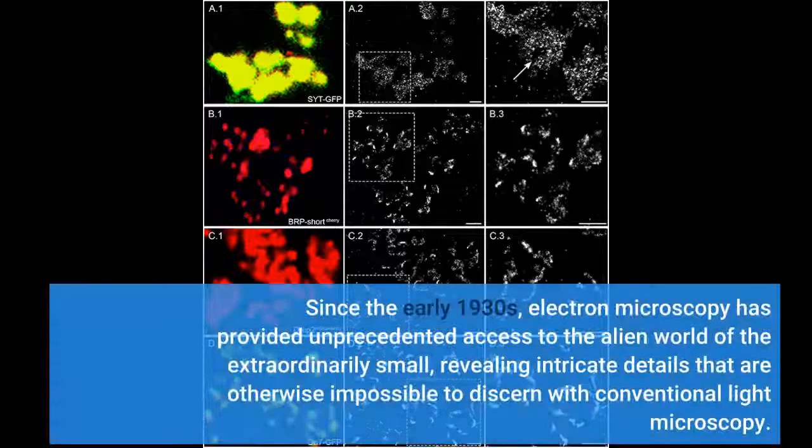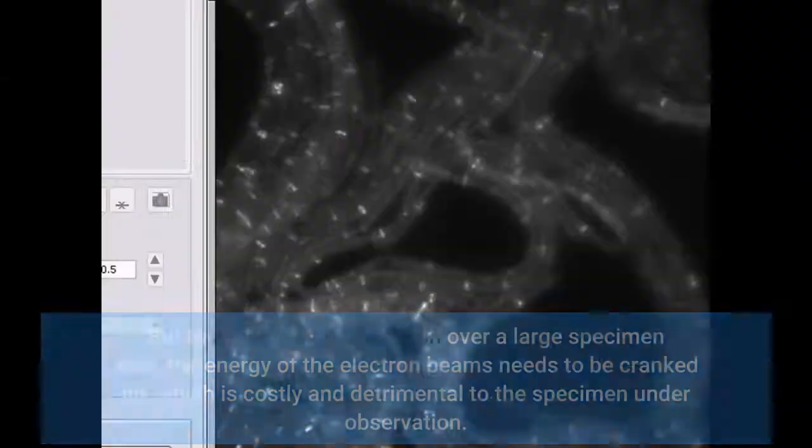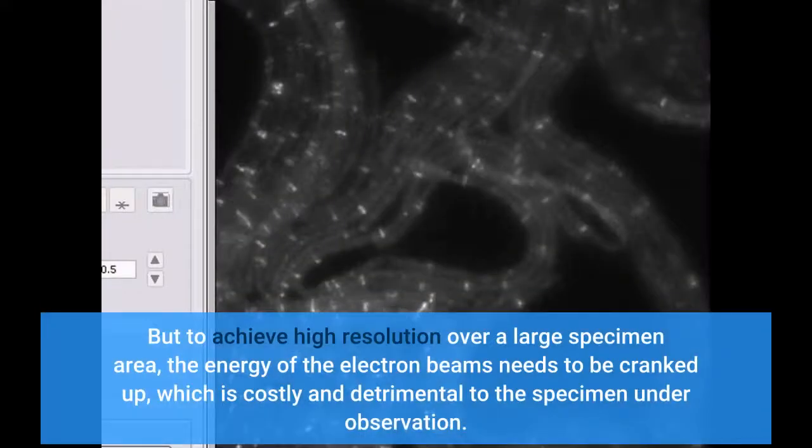Since the early 1930s, electron microscopy has provided unprecedented access to the alien world of the extraordinarily small, revealing intricate details that are otherwise impossible to discern with conventional light microscopy. But to achieve high resolution over a large specimen area, the energy of the electron beams needs to be cranked up, which is costly and detrimental to the specimen under observation.